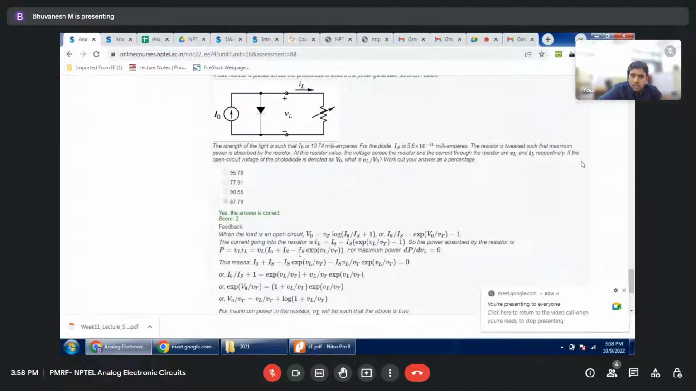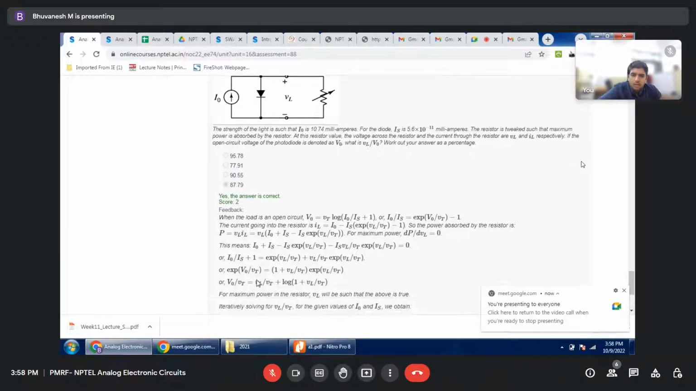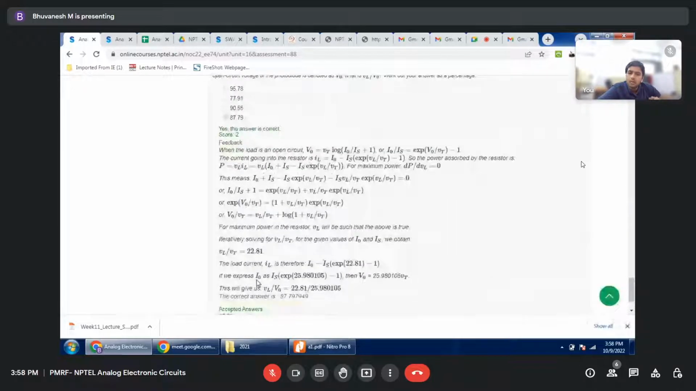The problem is in these last two steps, sir, especially exponential of E0 by Vt and 1 plus VL by Vt exponential VL by Vt. These two terms somewhat appear. Okay, let me see where they are coming from.